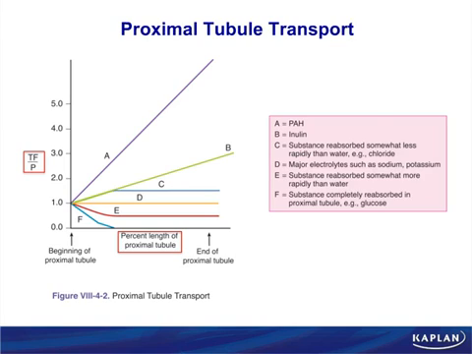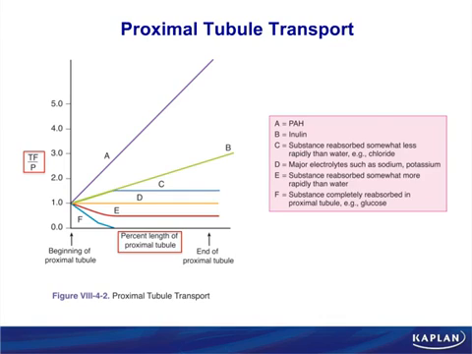D is an important line. Notice what happens to D. On line D, the concentration is not changing. That means that this substance is reabsorbed equally to water. That is sodium, that is potassium, that is calcium. The proximal tubules, you reabsorb 67% of the calcium that was filtered. You reabsorb 67% of potassium, 67% of sodium.